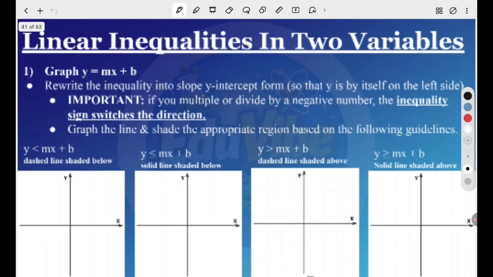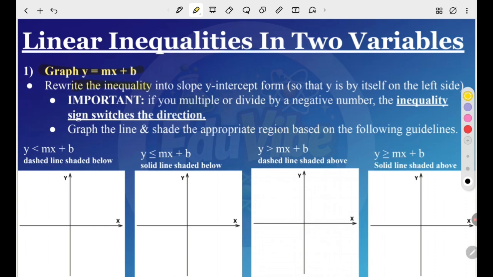So let's learn more about linear inequalities. How can we make the graphs if we have two variables? We have four kinds of graphs we make. The first thing: if the graph says y = mx + b, it is that kind of graph. So we have to rewrite the inequality into slope-intercept form. If it is not in this form, we have to rewrite it so that y is by itself on the left side, and it is equal to the rest of the inequality.